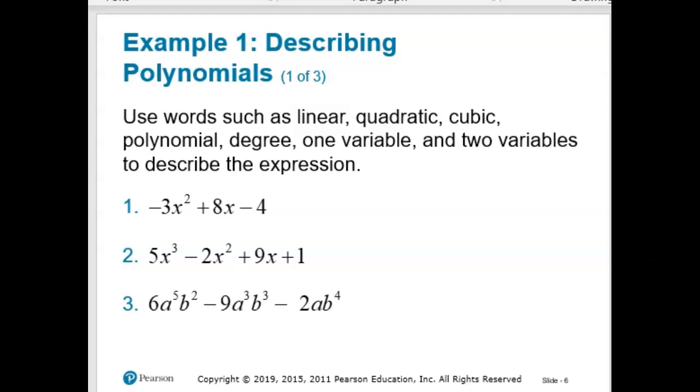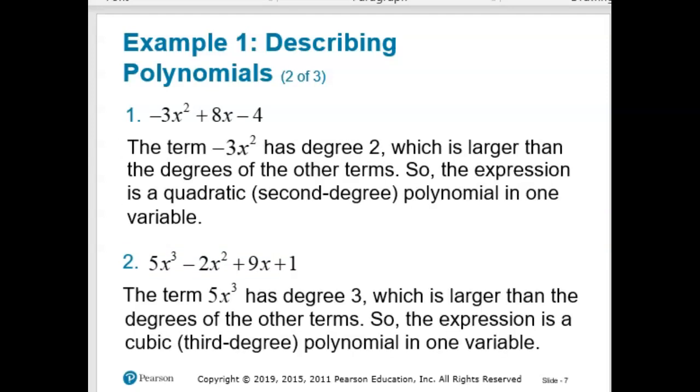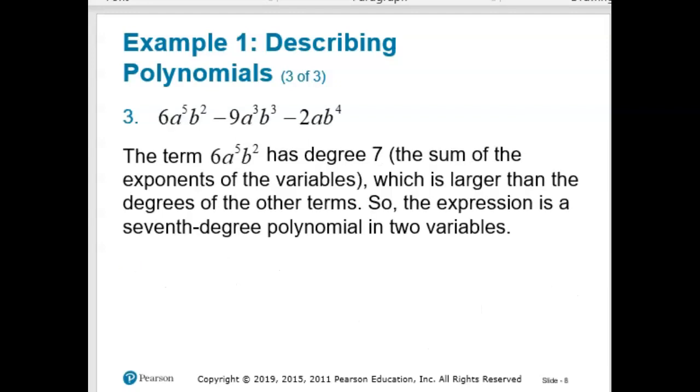Number 3 has 6a to the 5th b squared in the first term. In order for us to know the degree of this polynomial, we will need to add the two exponents, 5 and 2. So this polynomial in number 3 is degree 7. So these slides, which will become available to you as part of this video, you can take notes on other words that were used to describe these. And you can see the last example that we just talked about has degree 7.